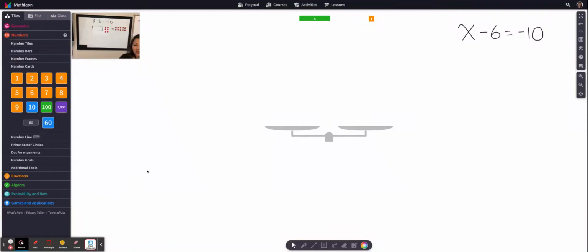So in this video, we're going to look at how to solve the equation x minus 6 equals negative 10. We're going to start with the abstract method. We'll then go to our balance, and then we'll finish it off using counters. Okay, so three different ways of solving the same equation. So I have x minus 6 equals negative 10.